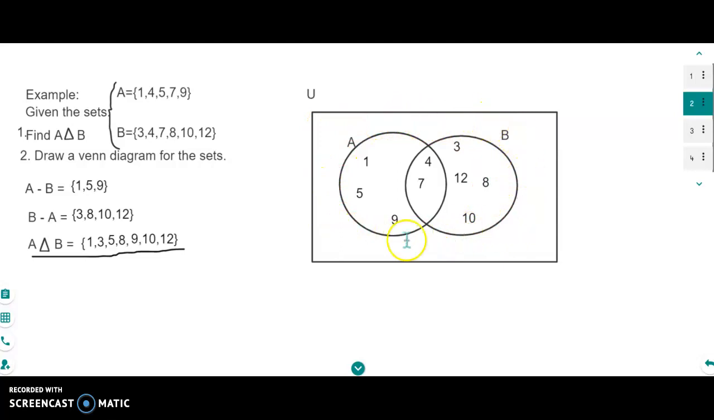We don't have any element in the universal set because the exercise doesn't state a universal set. So we assume that the universal set contains the elements from A and B, all right? Only these sets A and B, okay? So we finish the exercise.